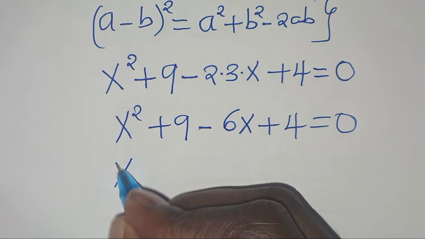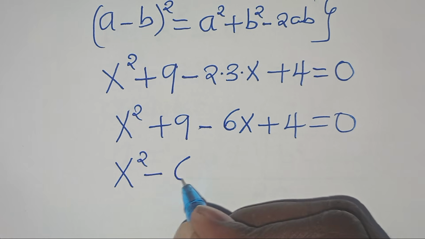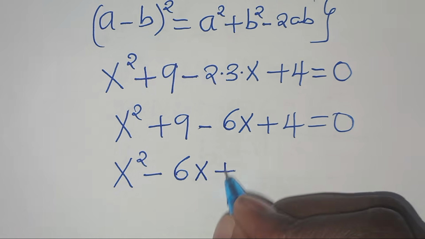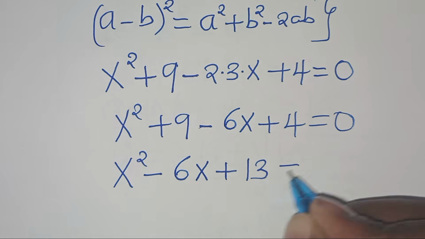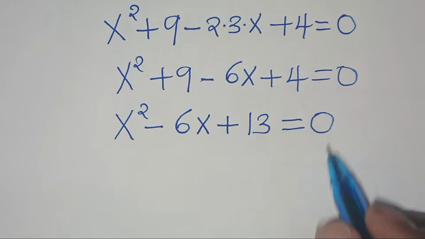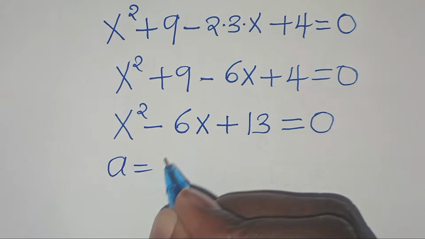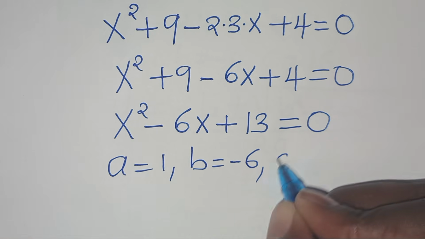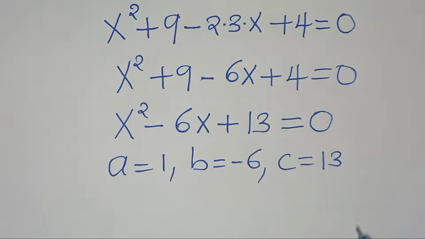So this is x^2 - 6x, then we have 9 plus 4, which is plus 13, and this is equal to 0. Now this is a quadratic equation where a is equal to 1, b is equal to negative 6, and c is equal to 13.